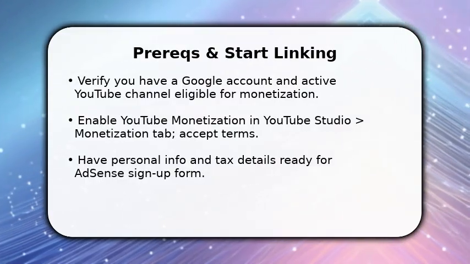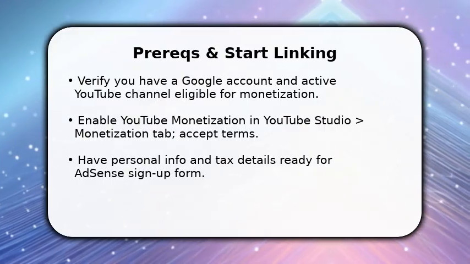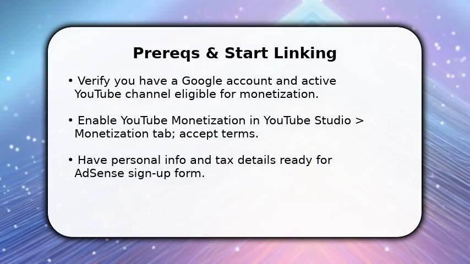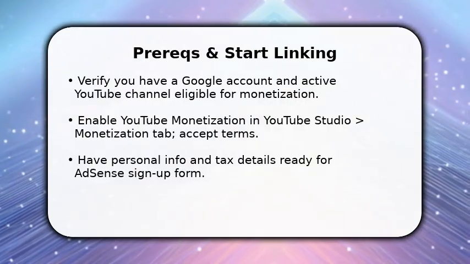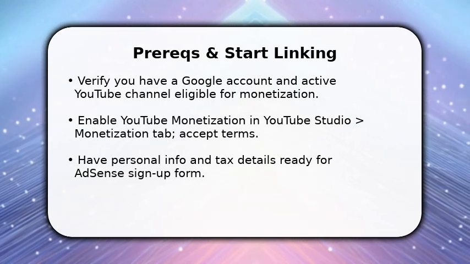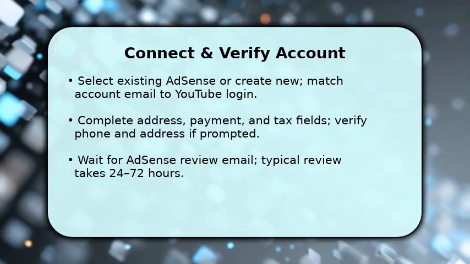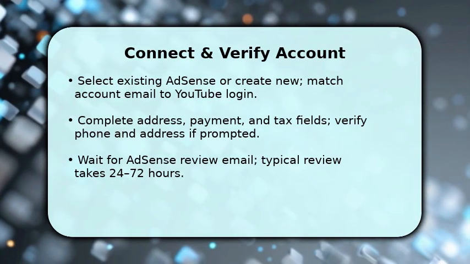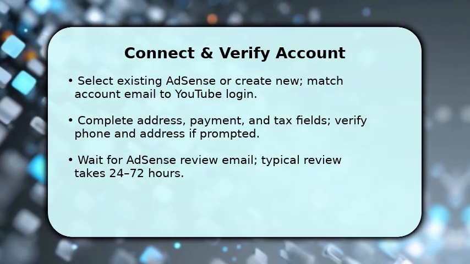Once done, click Start on the Adsense link step and choose to create a new Adsense account or connect an existing one. Make sure the account uses the same Google account as YouTube to avoid conflicts when you proceed to verification. Now you're in the middle of the process. Choose whether to connect an existing Adsense account or create a new one. Pick the account tied to your YouTube Google login.